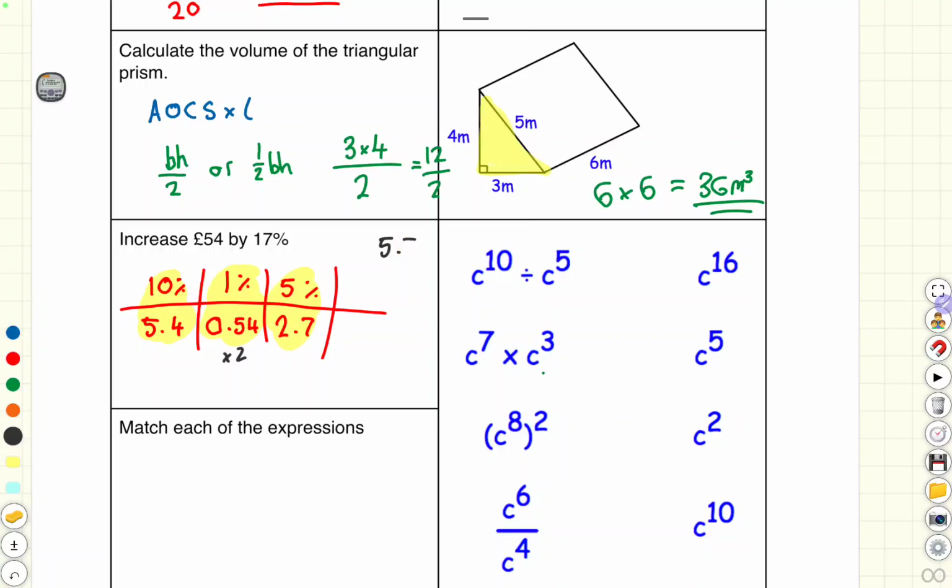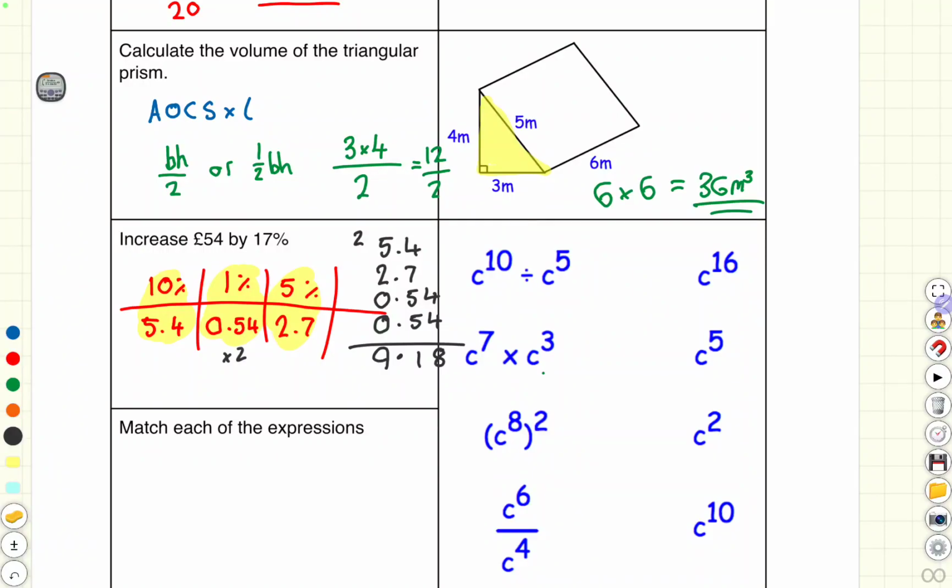We don't want to use a calculator, so I'm going to just add it together using a straightforward column addition method. So 5.4 plus 2.7 plus 0.54 plus 0.54. So I move all this together. So 4 and 4 is 8. 4, 11, 16, 21, carry 2. 5, 6, 7, 8, 9, 9.18, which is £9.18.